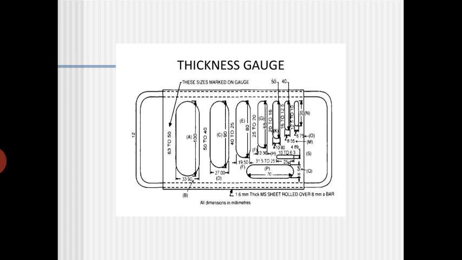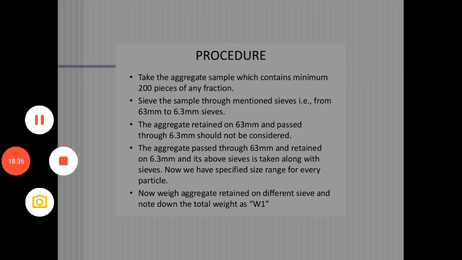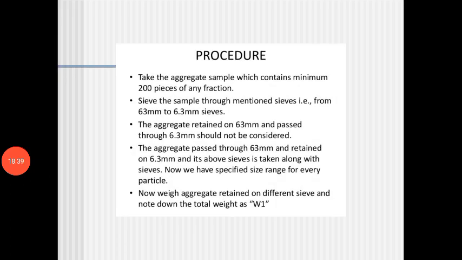And this is the thickness gauge. You can see that in each gauge they are fixing the aggregate and determining the thickness. Procedure: take the aggregate sample which contains a minimum of 200 pieces of any fraction. You can take 100 pieces also, not a problem. But normally take 200 pieces, any fraction, randomly.